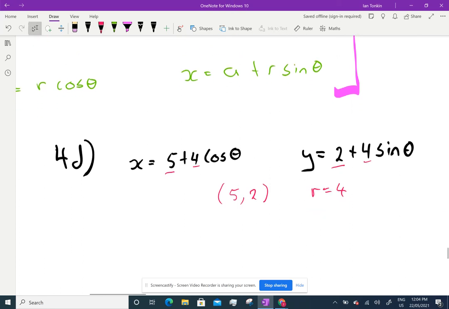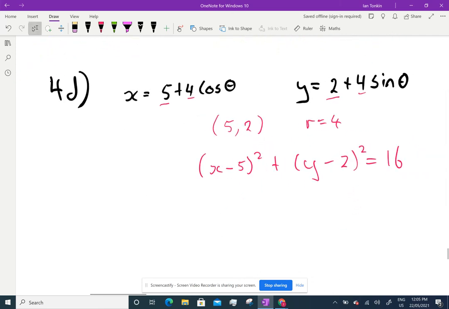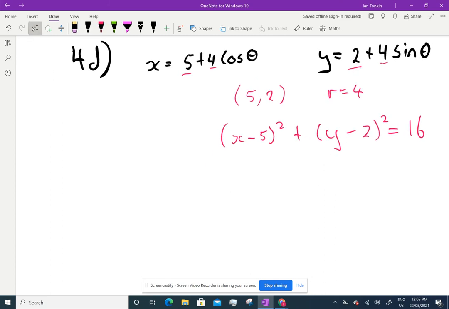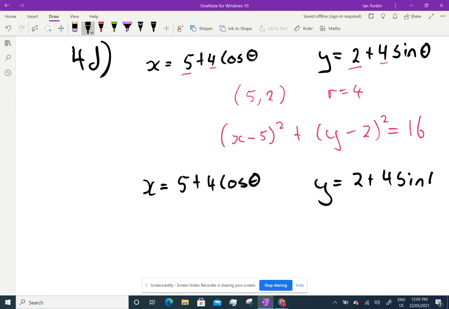So you can just jump in and go, that's x minus 5 all squared plus y minus 2 all squared equals 16. But I think it's important, right? Don't do that. Do it like this. We're going to rewrite these equations. So what have we got? X equals 5 plus 4 cos theta, and y equals 2 plus 4 sine theta.